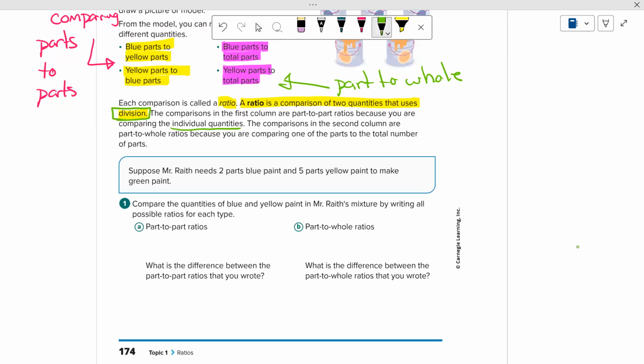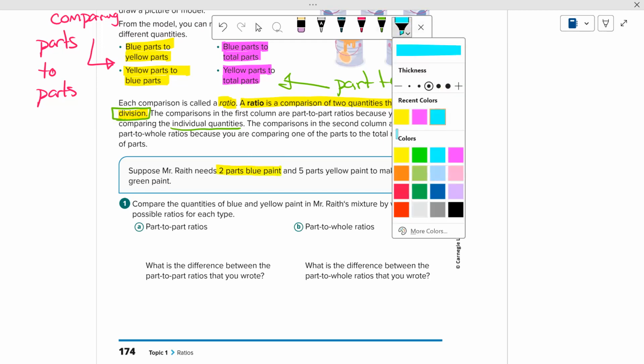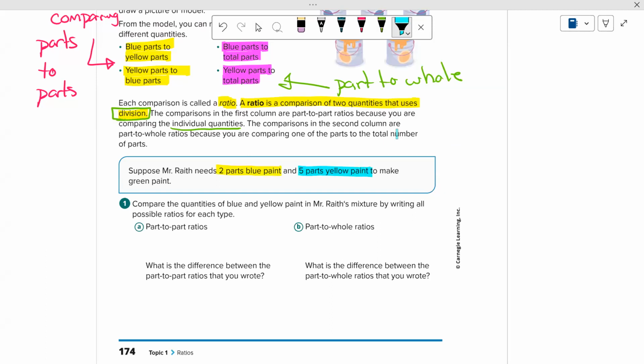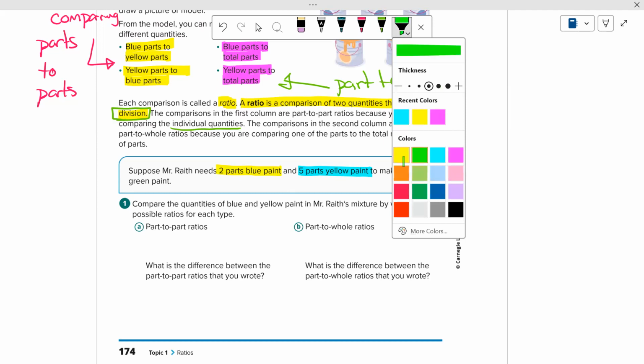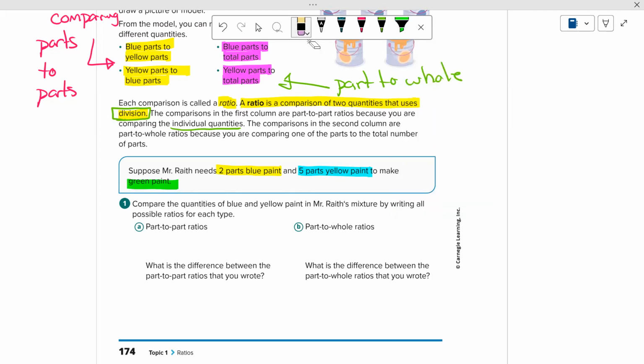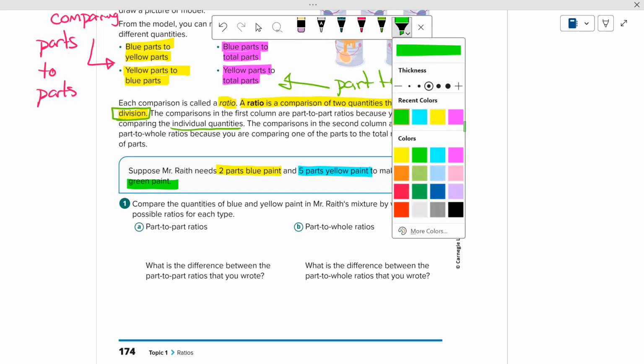Suppose Mr. Wraith needs 2 parts of blue and then 5 parts of yellow. Probably should change those colors, but to make a green. In fact, let's do that. I want to change that. Oh, won't let me change. It's okay. So here we go.